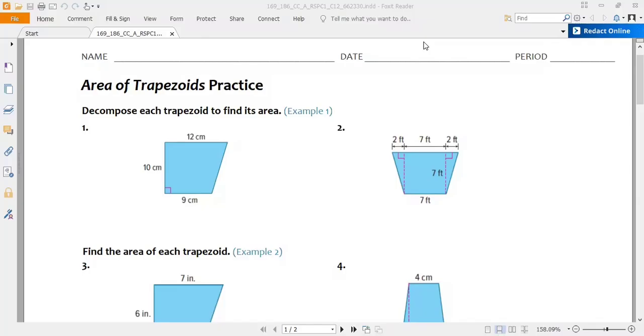Welcome to a new lesson, which is about finding the area of the trapezoid. To find the area of a trapezoid, we must first be familiar with its shape. So let us first discuss the shape of the trapezoid.